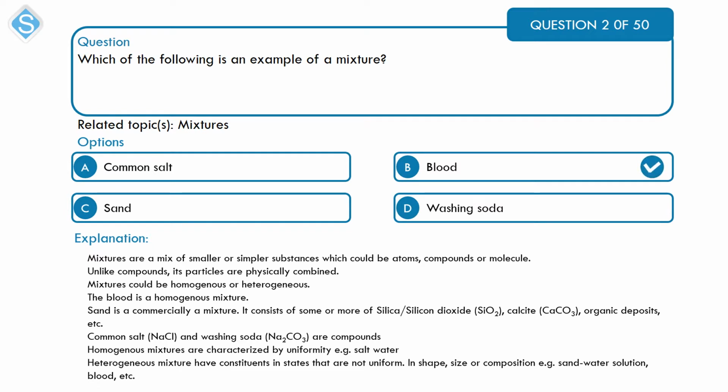Blood is a mixture. Common salt, that's the sodium chloride, is a compound. Sand is also a compound. It's actually silica, but industrially, sand is commercially a mixture. It contains silica, some calcite, and some organic deposits. But blood here is more correct than sand. The washing soda, that is your sodium trioxocarbonate(IV), is a compound.